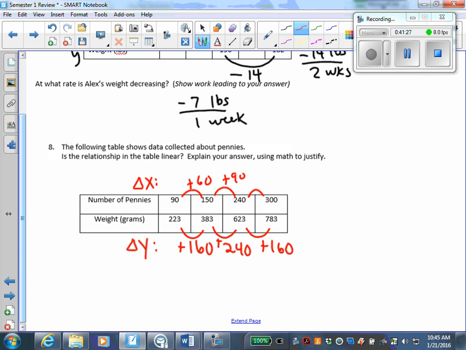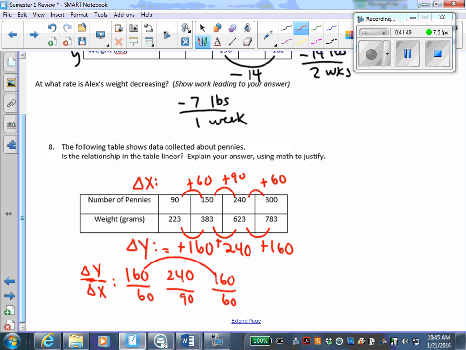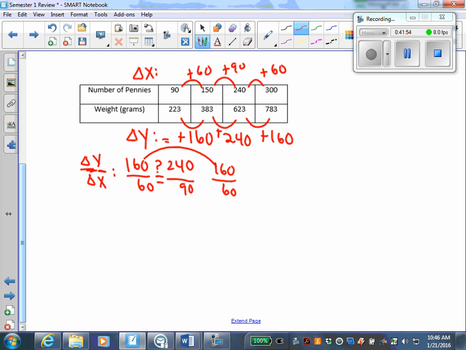Now, slope or rate of change is change in y over change in x. We need to show that for every step of the table. So it first goes 160 over 60, then it goes 240 over 90, and then it goes 160 over 60 again. Well, we know the first and the last part are the same, but are these two equal? Does 160 over 60 equal 240 over 90? We can know by either reducing it as a fraction or just using our calculator to tell us what the decimal is. 160 divided by 60 is 2.6 repeating. 240 divided by 90 is also 2.6 repeating.